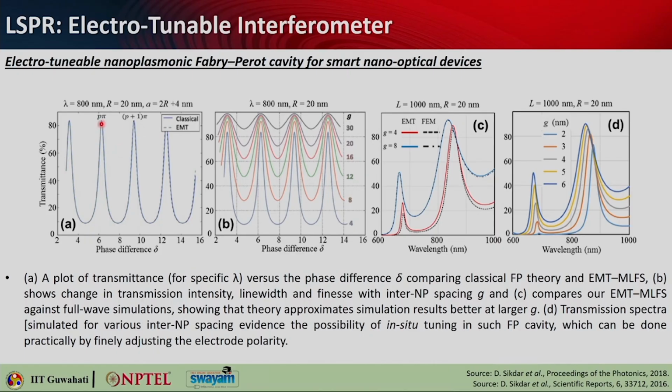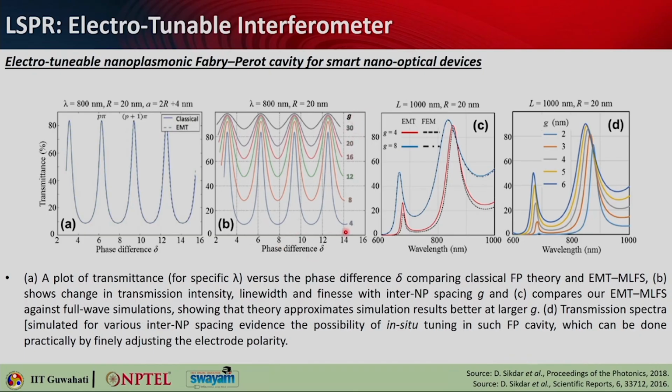peak transmittance at integral multiple of pi. So at p pi, p plus 1 pi, p plus 2 pi, or p minus 1 pi, you are able to get the transmittance. So these are the cases where your round trip phase is getting integral multiple of 2 pi, okay. So these are, look at B.